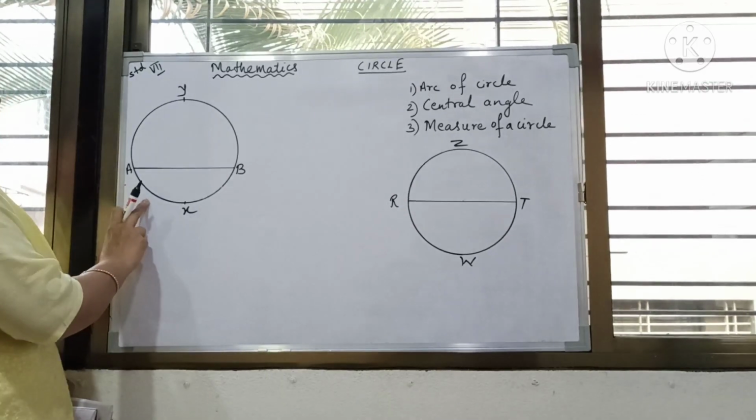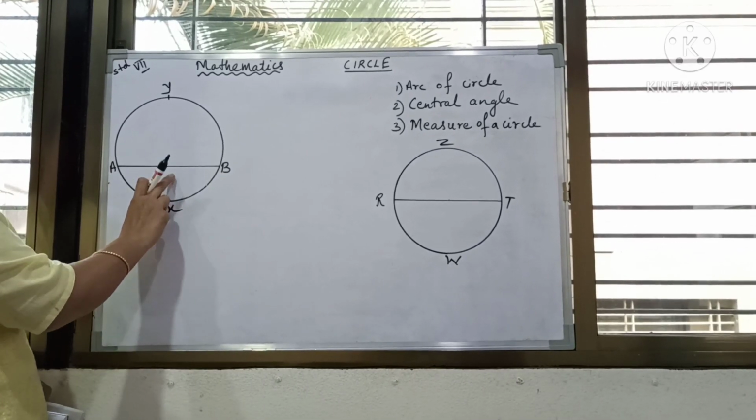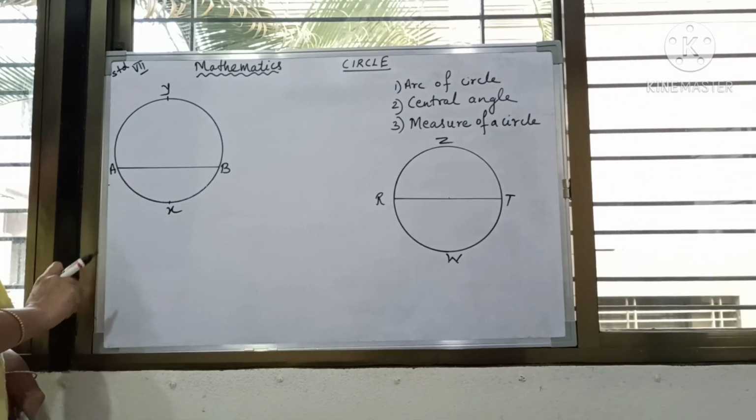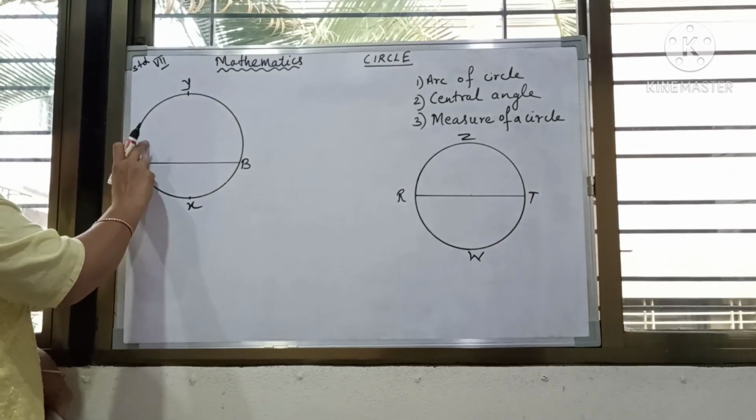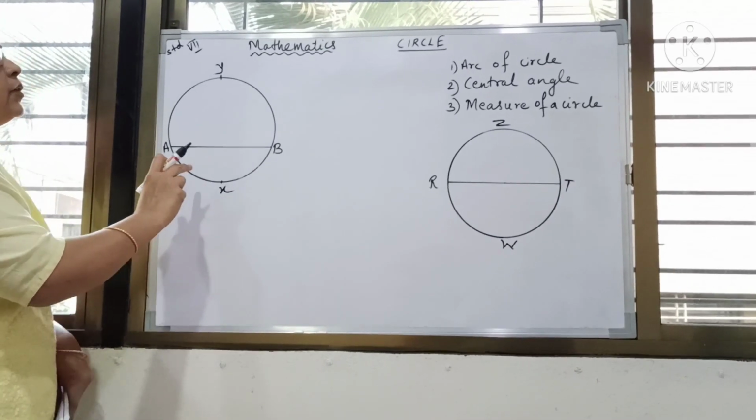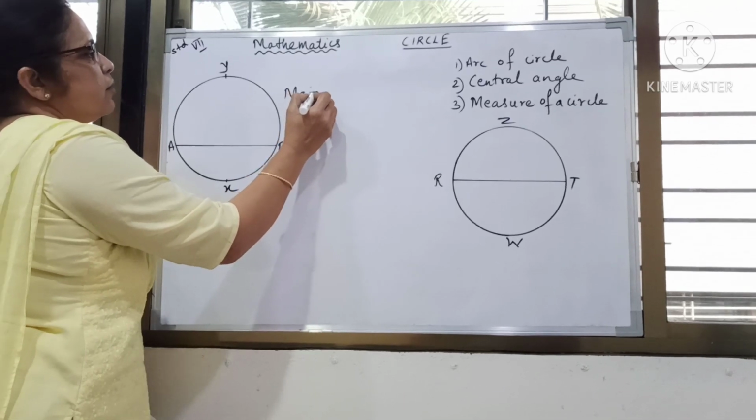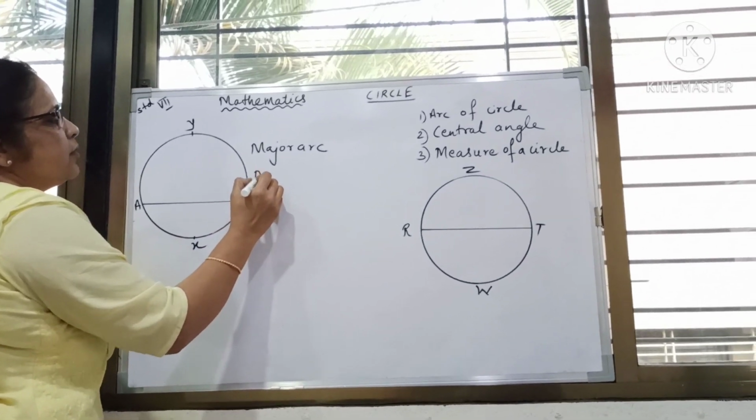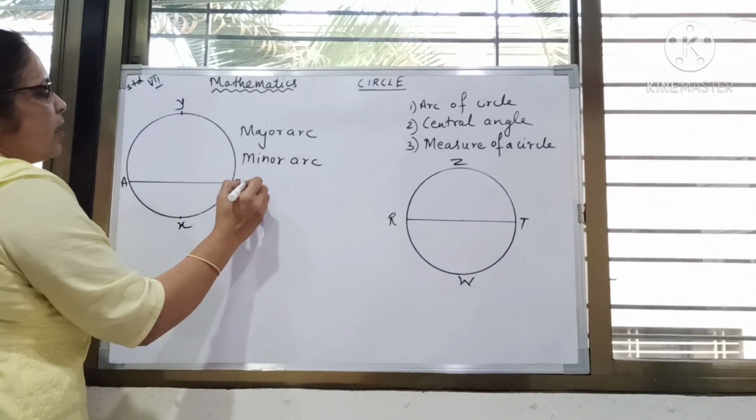This is the circle. AB is the chord. This chord divides the circle into two parts. Each part is called an arc of the circle. Now you can observe one arc is bigger and the other arc is smaller. The bigger arc is called the major arc and the smaller arc is called the minor arc.